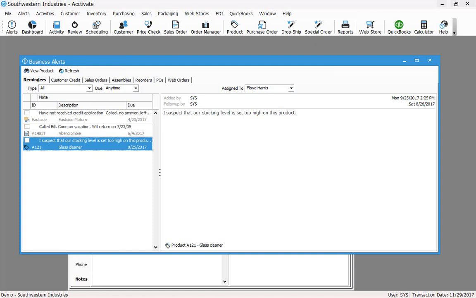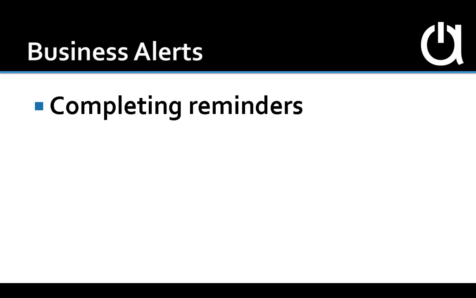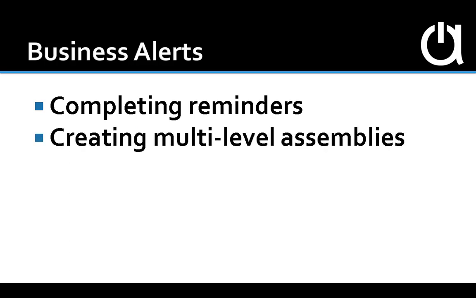So we also had a question about multi-level assemblies in Acctivate. So in business alerts, you have the ability to create assembly sessions from the assemblies tab. These can be created based on sales orders or available quantities, kind of like the reorder wizard.